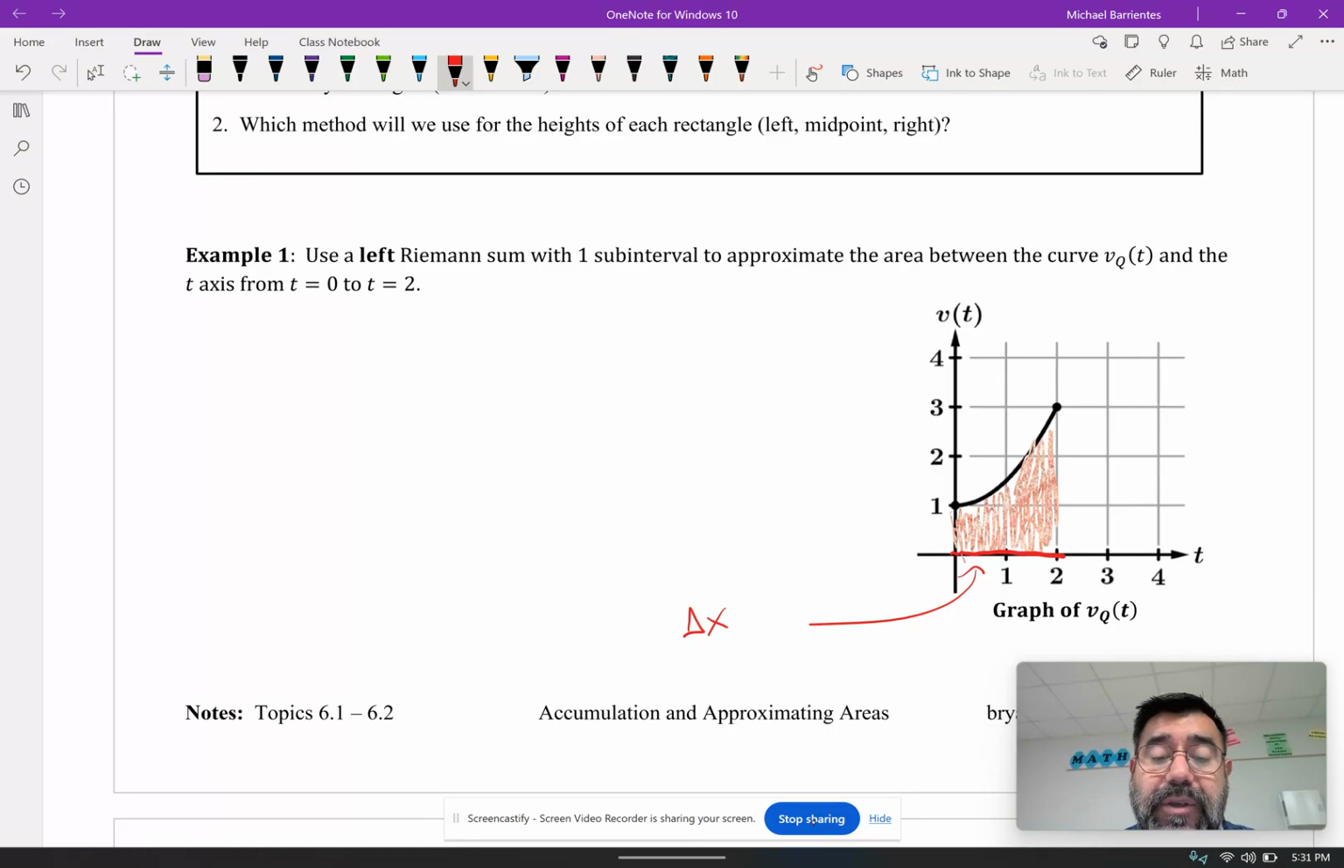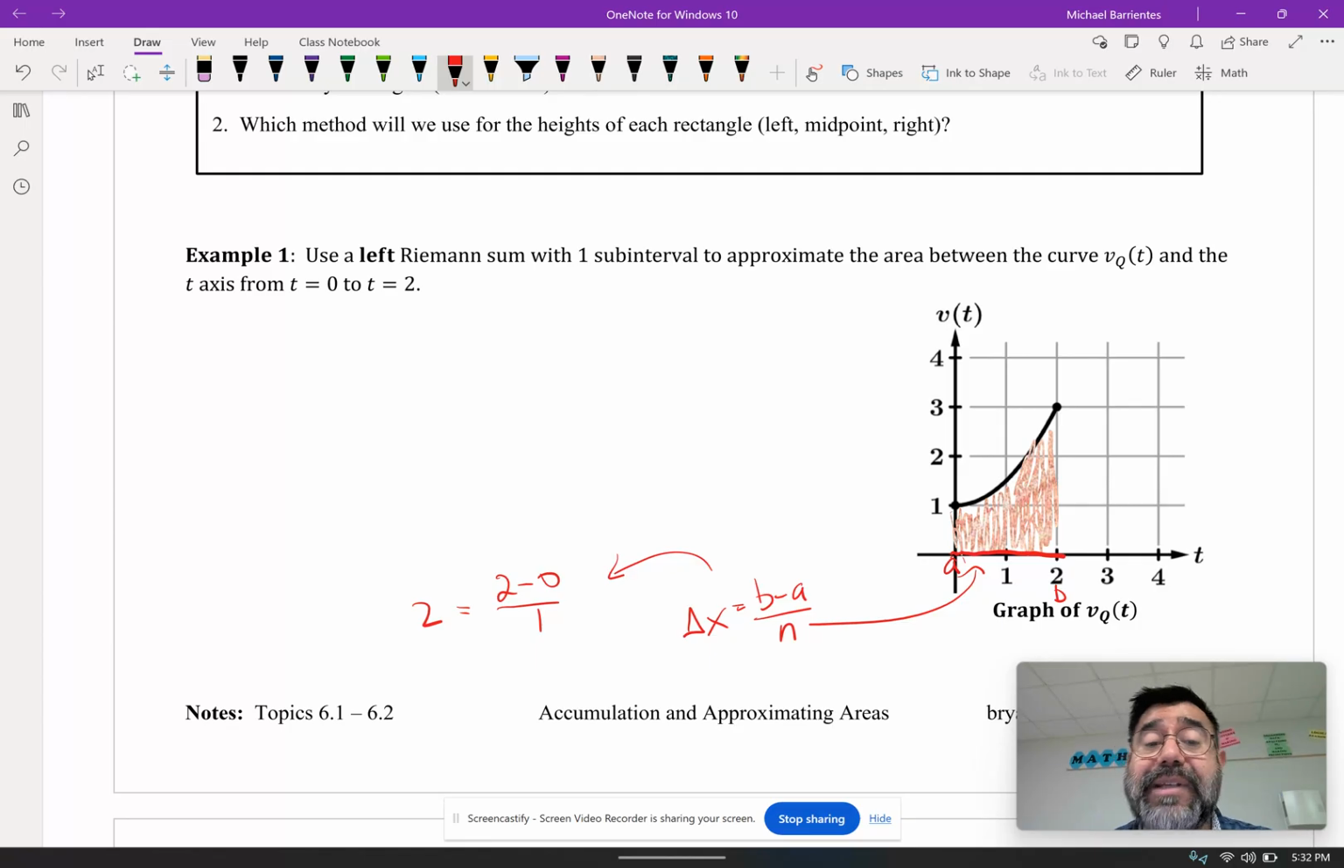Now, there's a formula that we can use that says if you know where you're starting and you know where you're ending, if I'm starting at A and I'm ending at B, then subtract B minus A and divide it by the number of rectangles or subintervals you need, and that's going to give you the base of the rectangle. And in this case, we don't really need that formula because we know we're only looking for one subinterval. We are starting at 0, we're ending at 2, and so that base of that rectangle is going to be 2. But if I had used the formula, it would have said 2 minus 0 divided by one subinterval, and that gives me 2. So my delta x is 2.